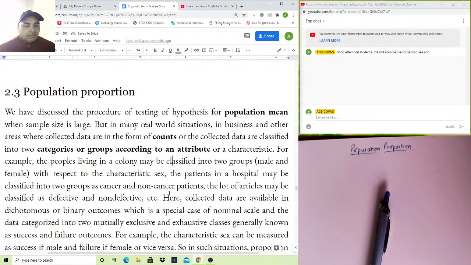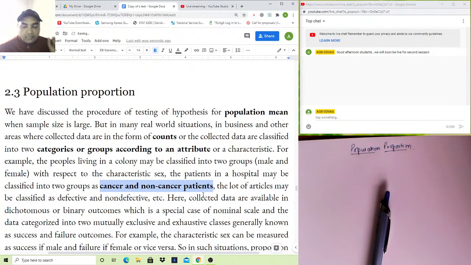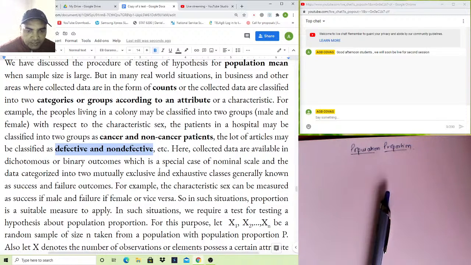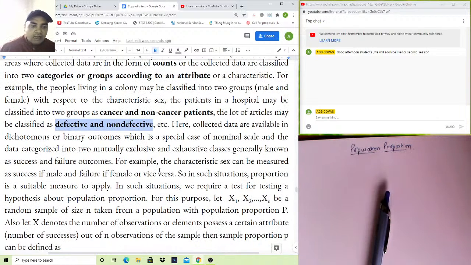For example, people living in a colony may be divided into two groups, male and female, with respect to the characteristic of sex or gender. The patients in a hospital may be classified into two groups as cancer and non-cancer patients. So these can be the two categories. And a lot of articles may be classified as defective and non-defective. The range is very wide, and you can define two groups based on their attributes. So here the collected data are available in dichotomous or binary outcomes.